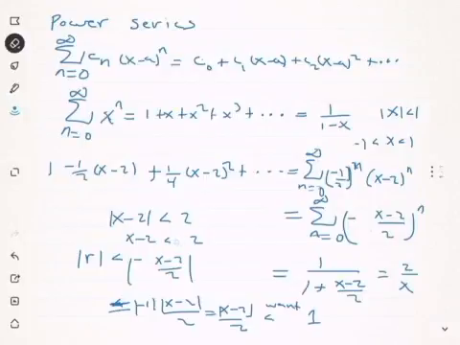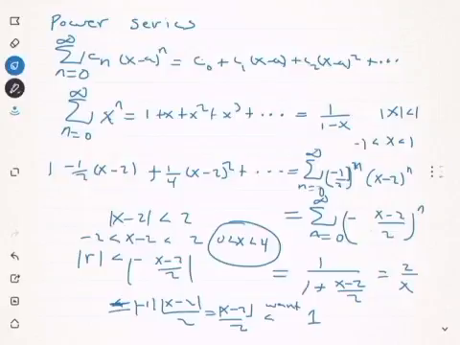So let me make that negative. Greater than negative 2, and then if you add 2 to both sides, you get that x is between 0 and 4. So this series converges to this function from 0 to 4. These are geometric power series.